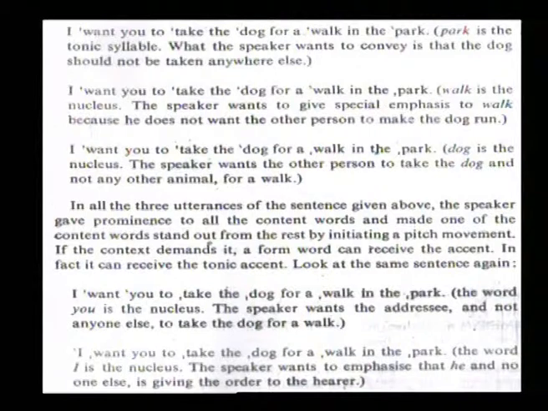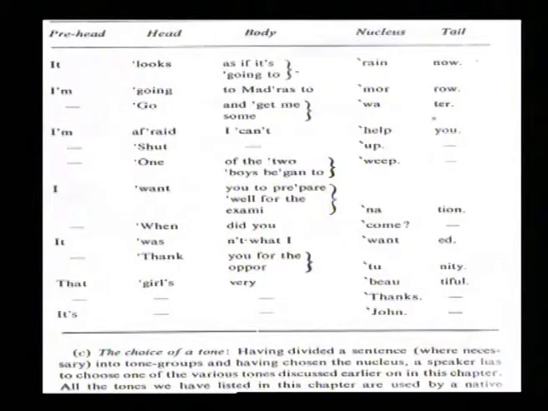You can also try reading that again by deciding that the first time you read it, the tonic syllable is park. The second time that you read it, it is walk. And the third time you read it, it is dog. That means the first time you read it, it is only the park and not anywhere else. The second time is only for a walk. And the third time it is the dog and not the cat or the goat or the cow or whatever. So we read it this way. I want you to take the dog for a walk in the park.